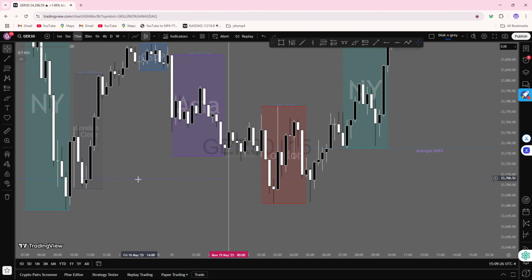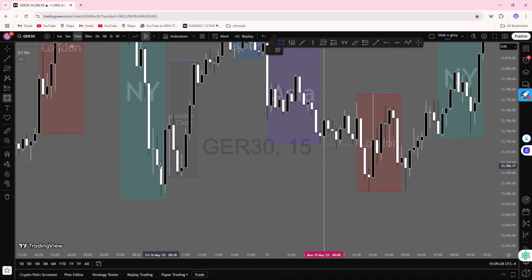You could also maybe classify this as an order block over here. You could say, okay, cool, this would be your order block over there. Price came up into it and then it started buying off of it. So yeah, that's pretty much it.